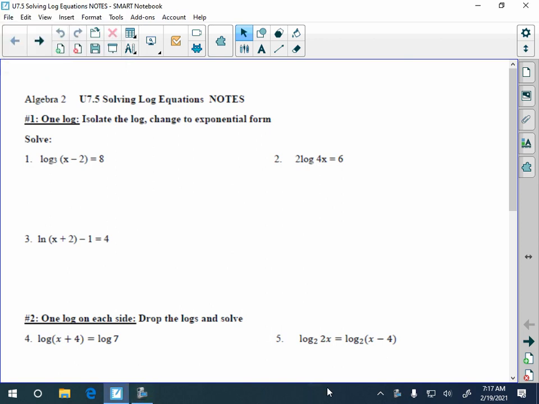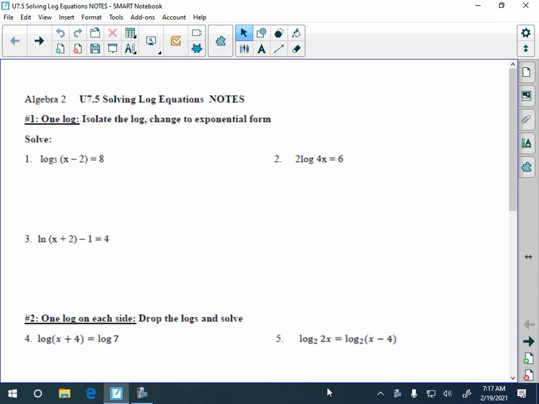All right, Algebra 2. We are going to be solving log equations in this lesson, Unit 7.5. There are three different kinds of log equations that you have to know how to solve. I broke them down, so you'll see a number 1, number 2, and number 3. The first type is the most simple. There's only one log in the problem.